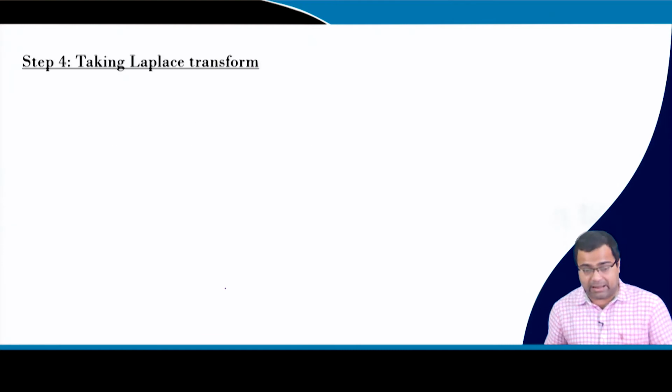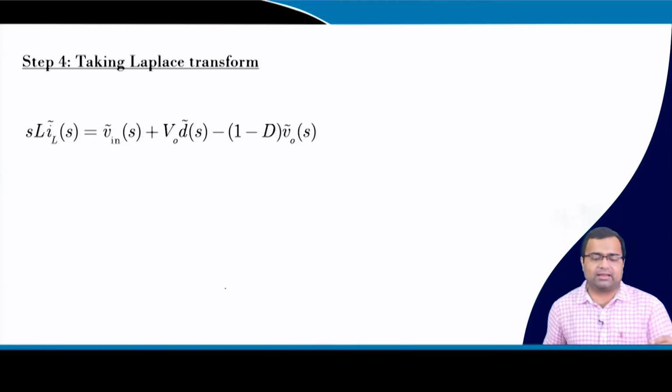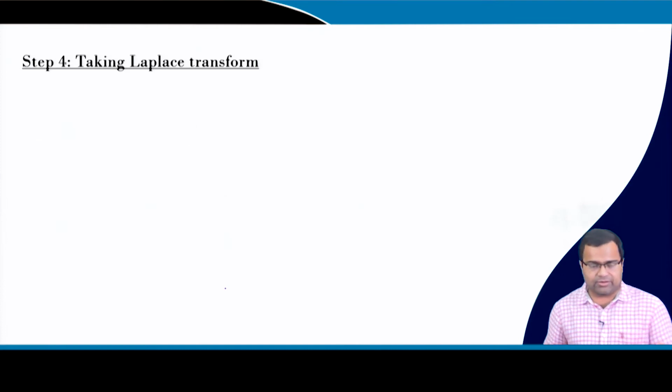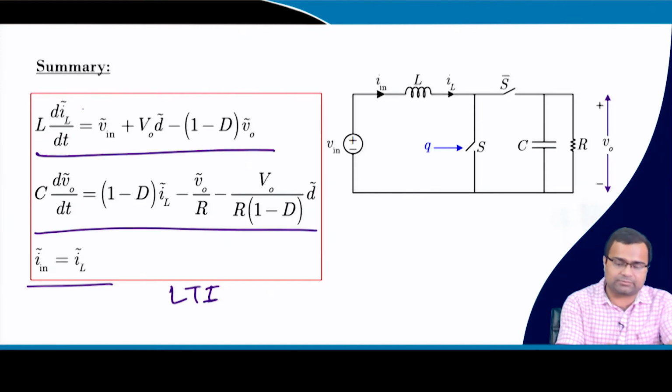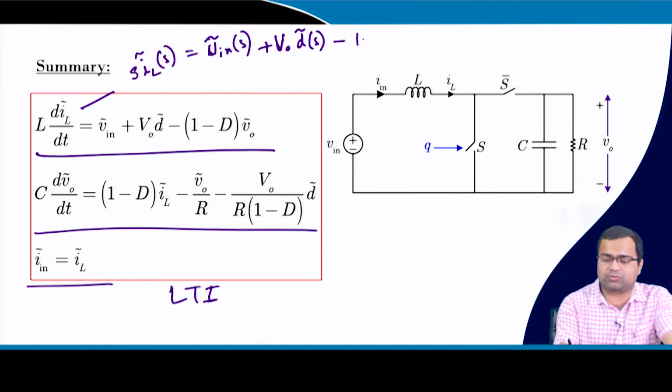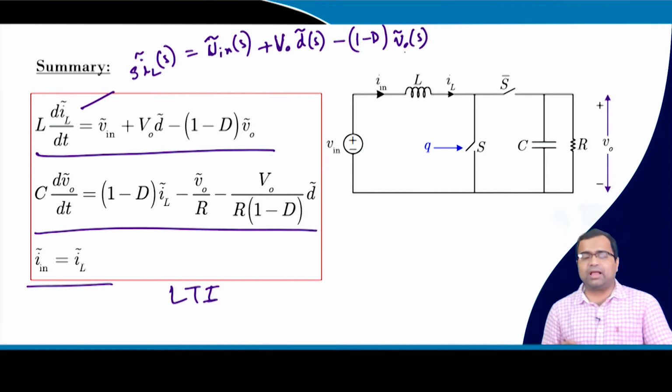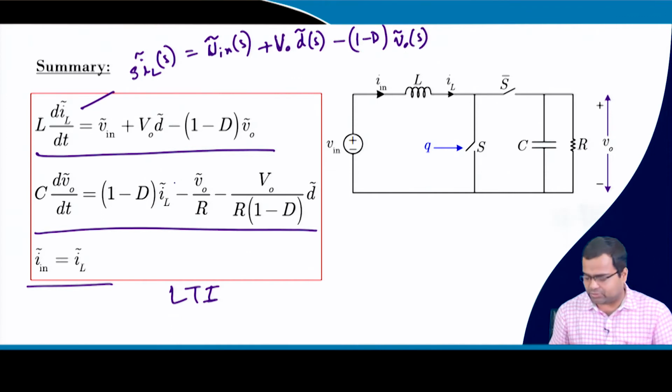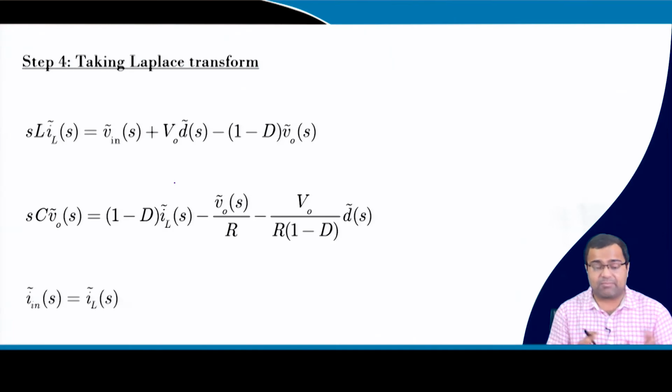Now, if we apply the Laplace transform to this, the left-hand side will be s times I_L(s), and the right-hand side will be V_in tilde(s) plus V_0, this is a capital V_0 steady state, times d tilde(s) minus (1 minus d) times V_0 tilde(s). Okay. Similarly, you can apply the Laplace transformation to all of these.